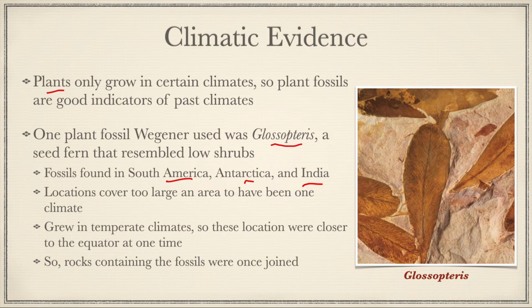Locations cover too large an area to have been one climate. These also grew in temperate climates, so these locations were closer to the equator at one time. Now, South America and India are still close to the equator, but Antarctica is at the South Pole. So rocks containing these fossils had to be joined at some point in time for these fossils to have all appeared in those same rock layers.